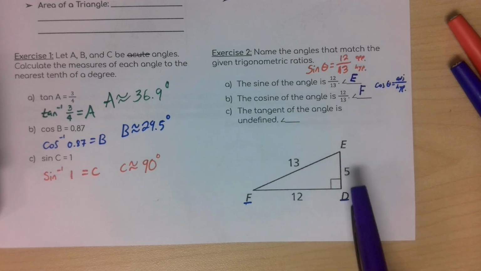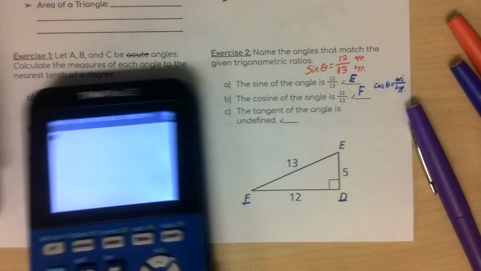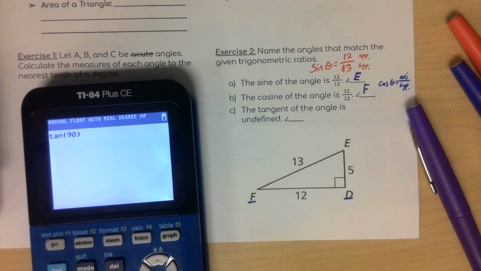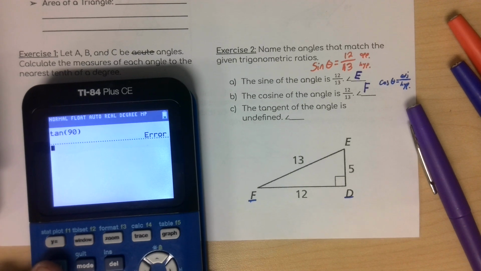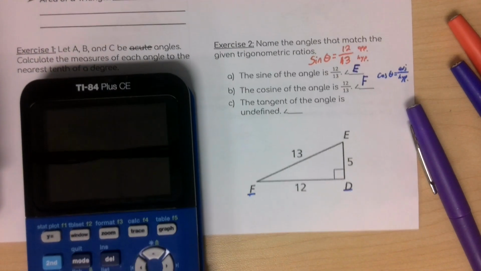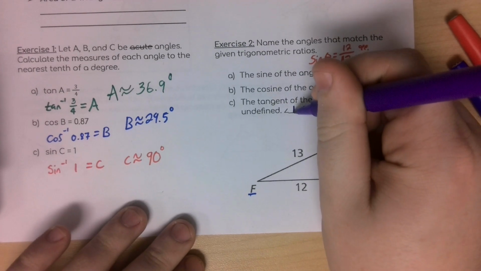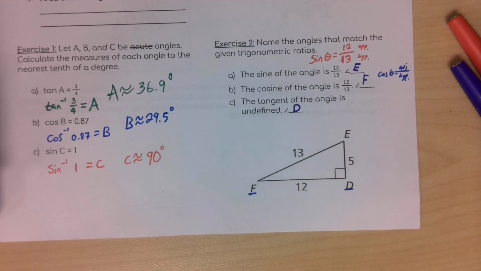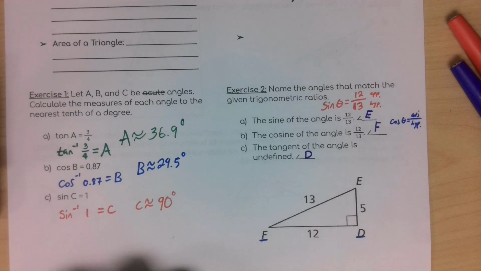And if the tangent of an angle is undefined, we mentioned this a little bit in the last class, but if you take the tangent of a right angle, your calculator freaks out at you. We get an error. So, anytime you want to take the tangent of a right angle, you're going to get undefined. D is the angle being questioned. Cool.